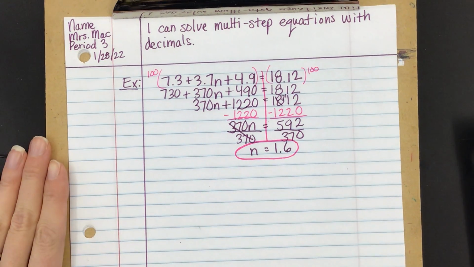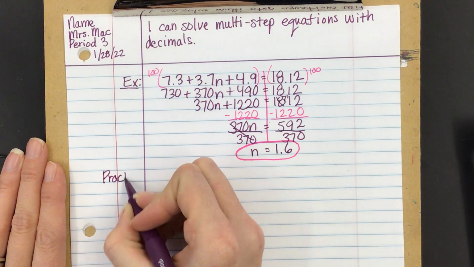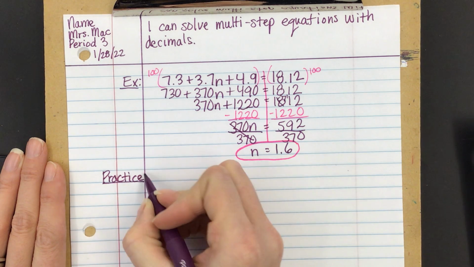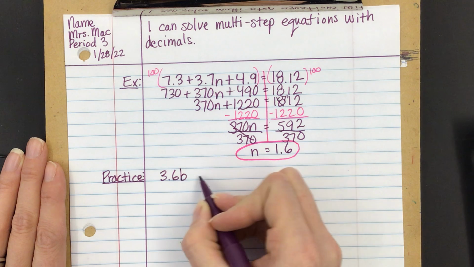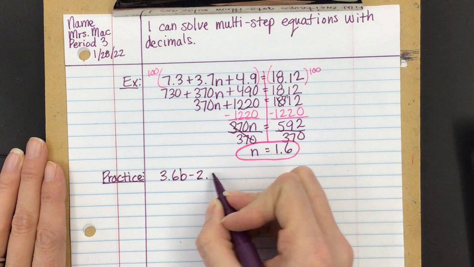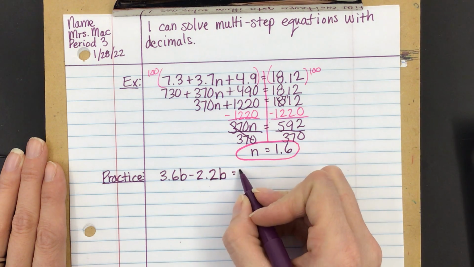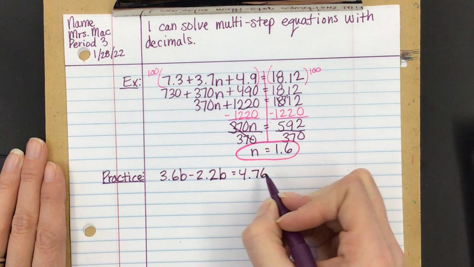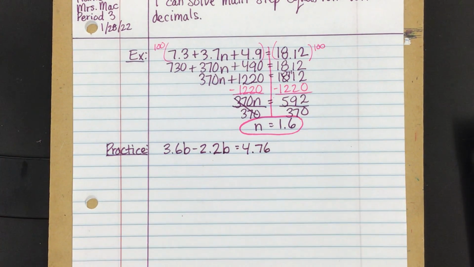All right. So let me give you one problem to try. Yeah, that's fine. And I'm going to chat with the other teacher. I think she'll be on board too. Okay, try this one. 3.6b minus 2.2b is equal to 4.76.